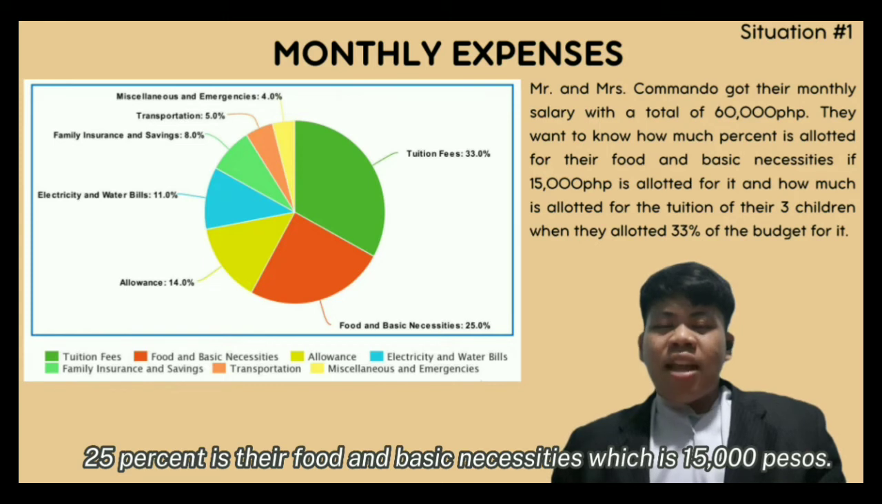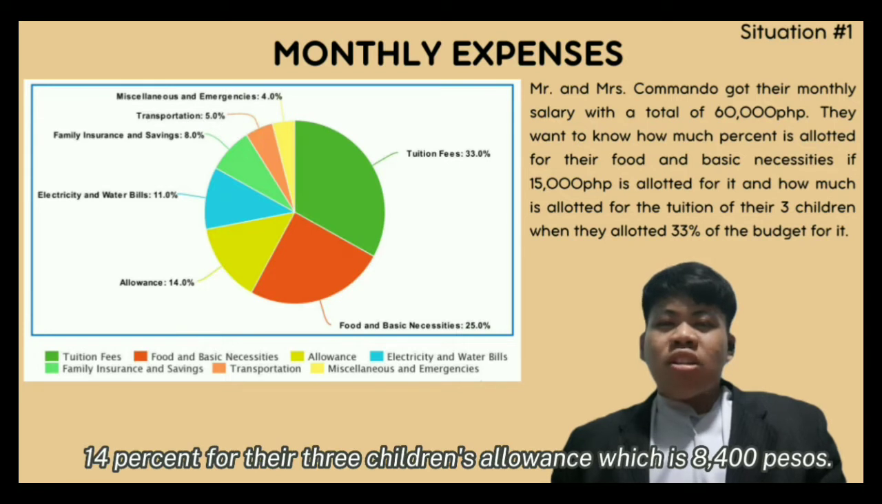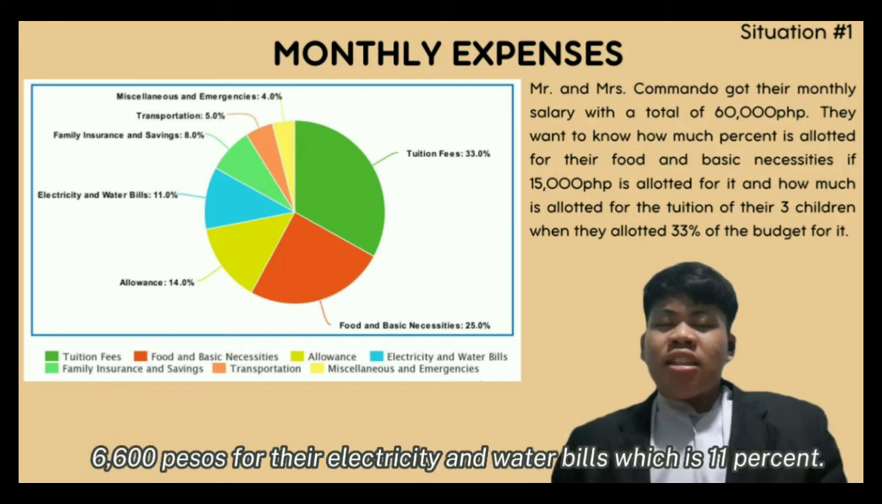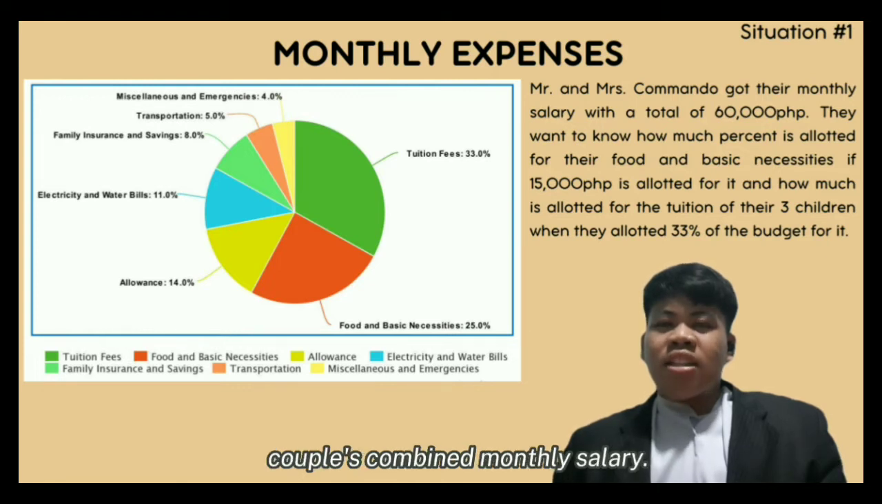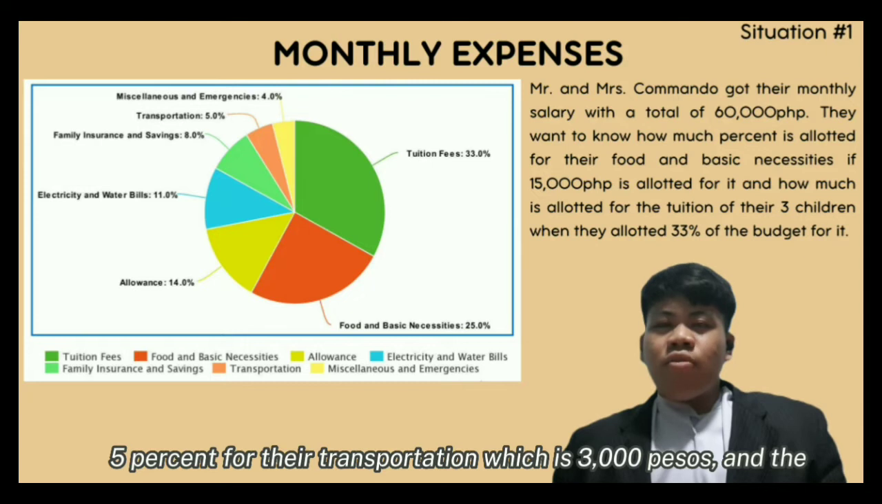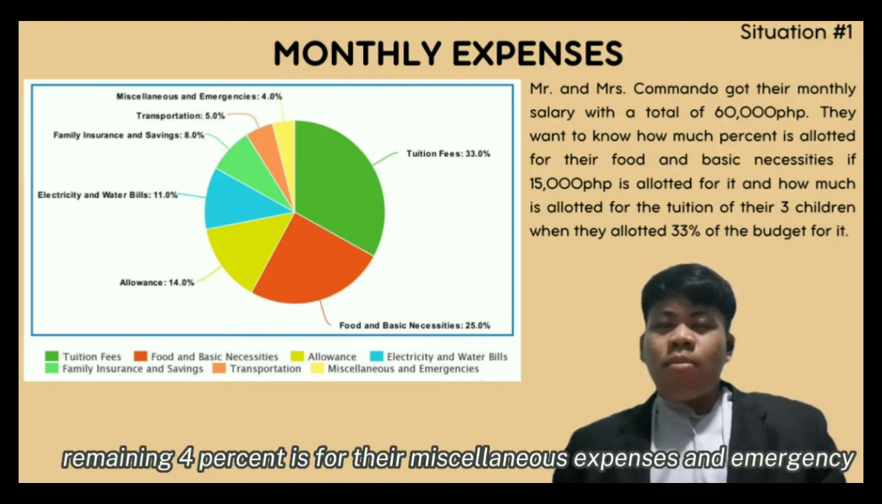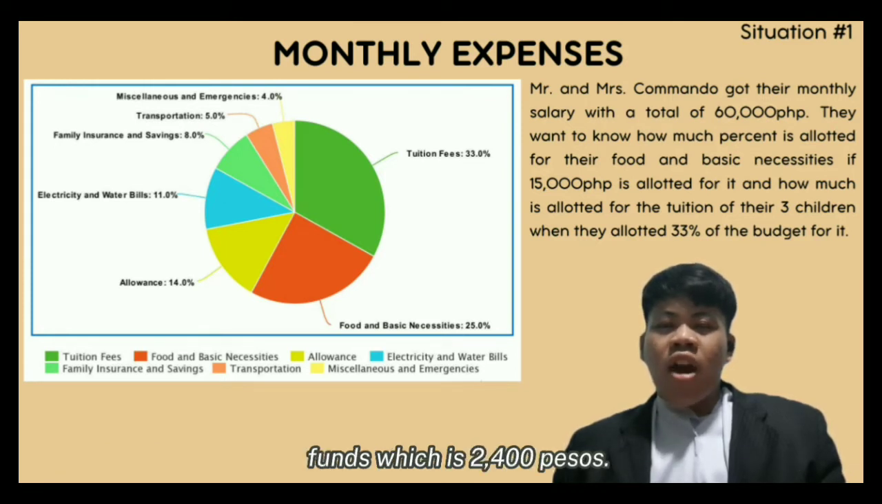25% is their food and basic necessities, which is 15,000 pesos. 14% for their 3 children's allowance, which is 8,400 pesos. 6,600 pesos for their electricity and water bills, which is 11%. 4,800 for their family insurance and savings, which is 8% of the couple's combined monthly salary. 5% for their transportation, which is 3,000 pesos, and the remaining 4% is for their miscellaneous expenses and emergency funds, which is 2,400 pesos.